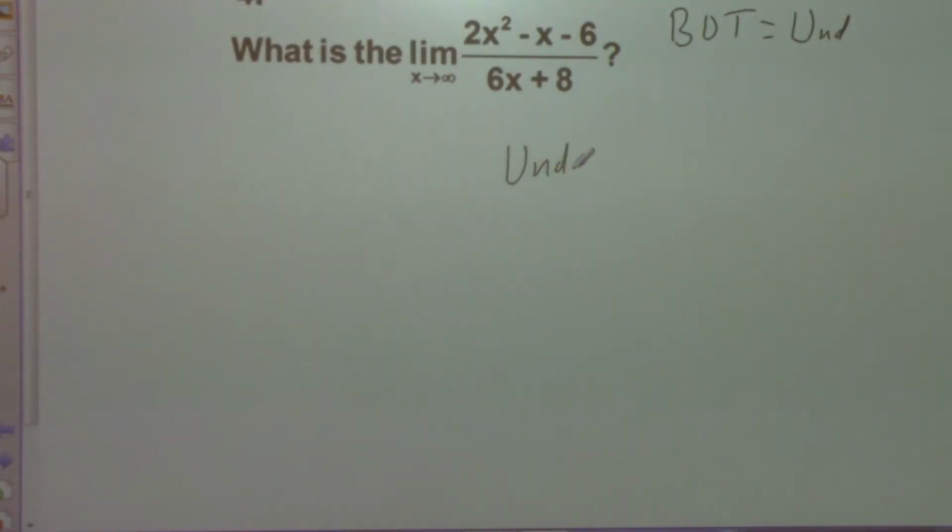I don't know how you answered. I think I was pretty liberal. Some people might have said infinity or something like that, but undefined, okay? Our limit does not exist. Undefined or does not exist, something like that, okay?